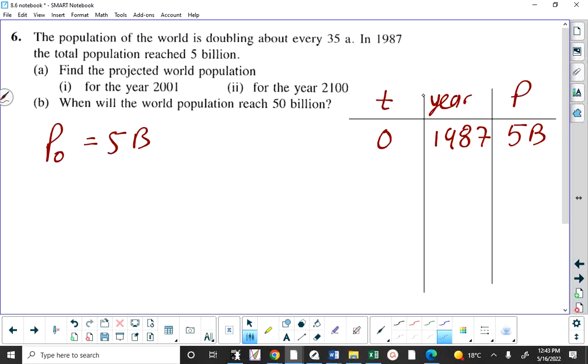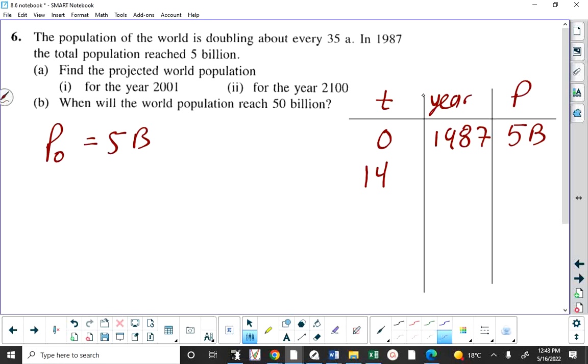Okay. What is the projected world population in 2001? And what is the projected world population in 2100? And then as well, when will the population be 50 billion? So first of all, when we dissect question A, 2001 is 14 years after 1987. So if I take 2001 and subtract 1987, that means that we've got 14 years of growth.